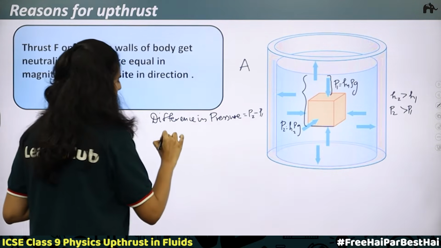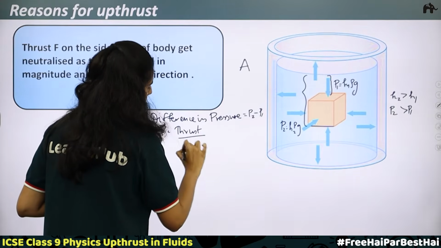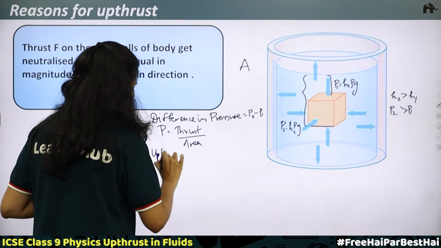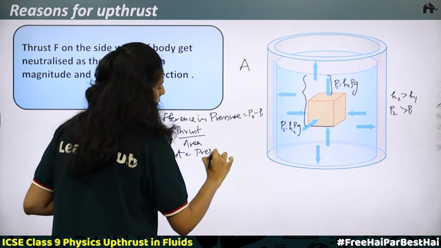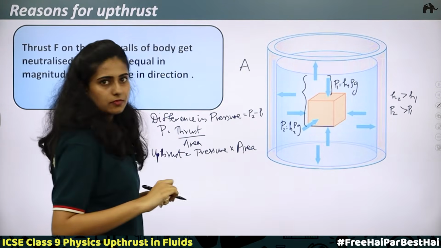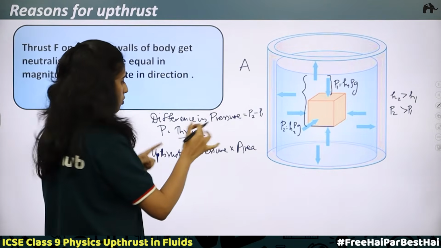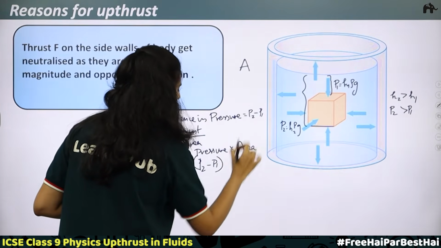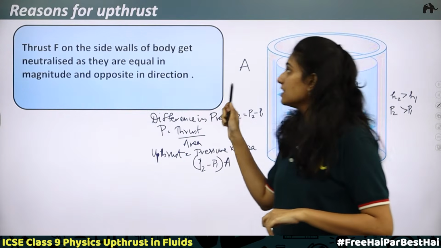We know that pressure is equal to thrust by area, from which we can calculate thrust. Upthrust will be equal to pressure into area. Here in this case it is the upthrust. Upthrust is equal to pressure into area. Here, what is the difference in pressure? P2 minus P1, into the area A. So the thrust F on the side walls of a body.